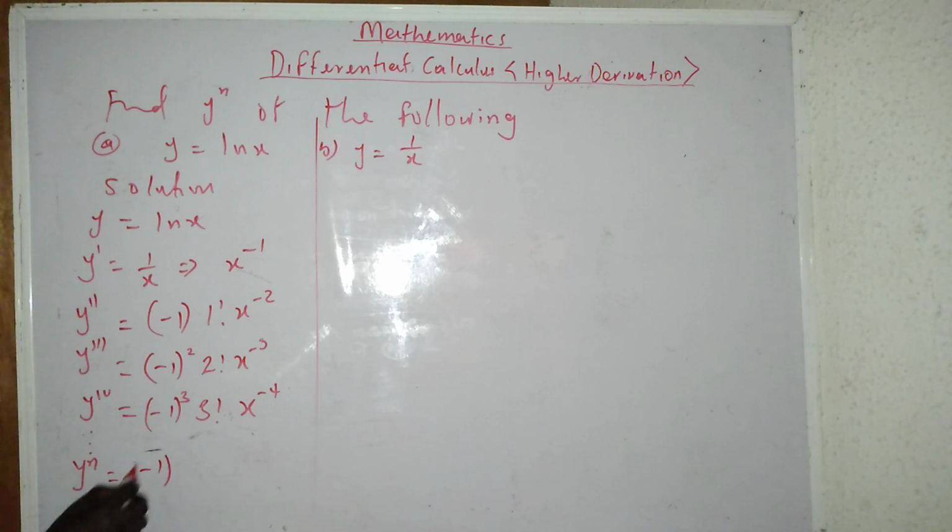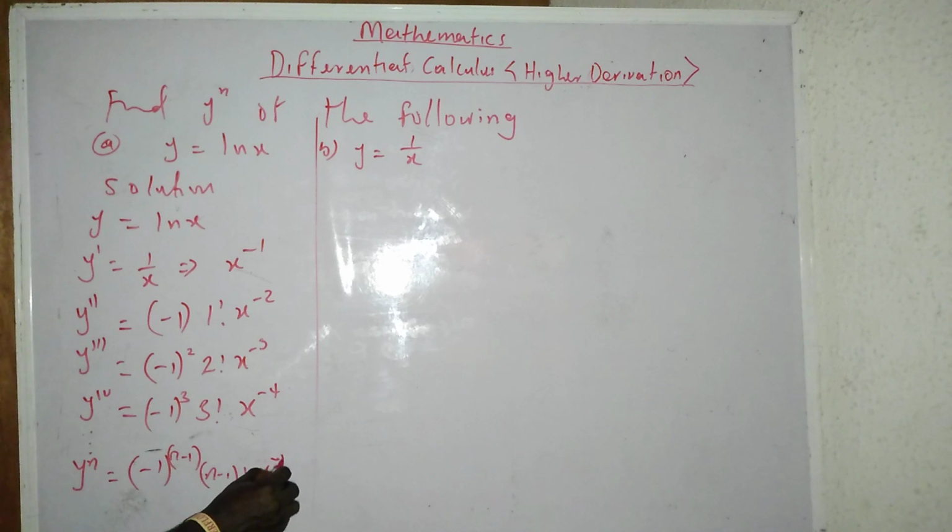Minus 1 bracket of what? This one will now be n minus 1 factorial and x raised to power minus n. X raised to power minus n, x raised to power n.